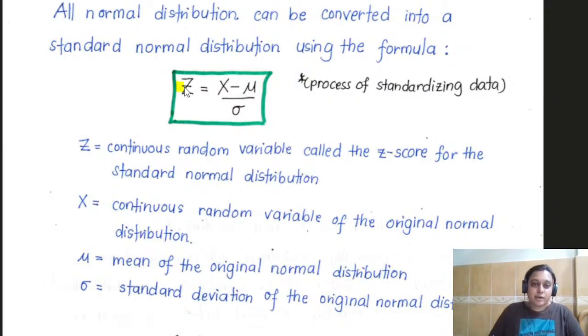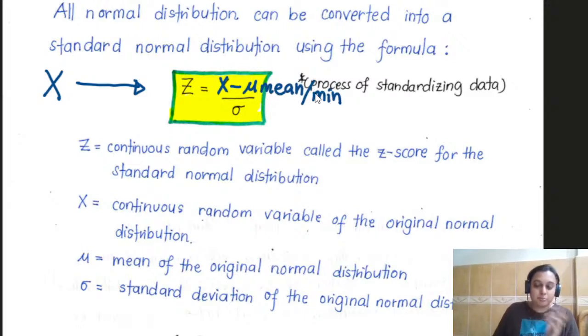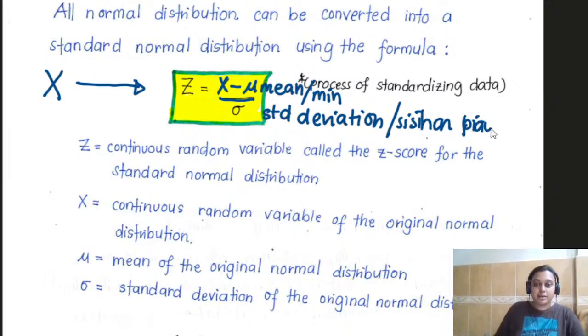So this formula you have to remember, because this formula is not given, so you must memorize it. Very easy. If you want to change from x to z, take the x and subtract the mean, and divide by the standard deviation (sisihan piawai). Take note, this is the only formula you need to memorize for this chapter. x minus the mean, divided by the standard deviation. Once you change to z already, that is called the Z score. We will call it Z score.